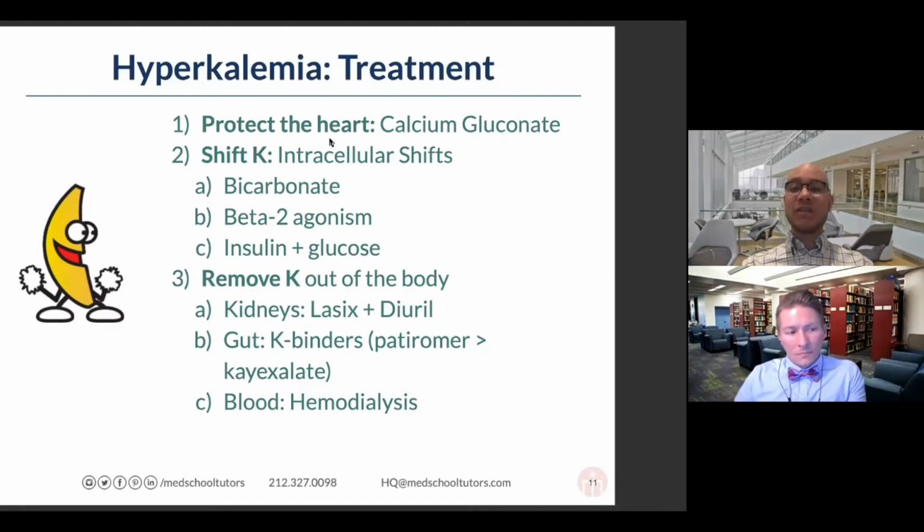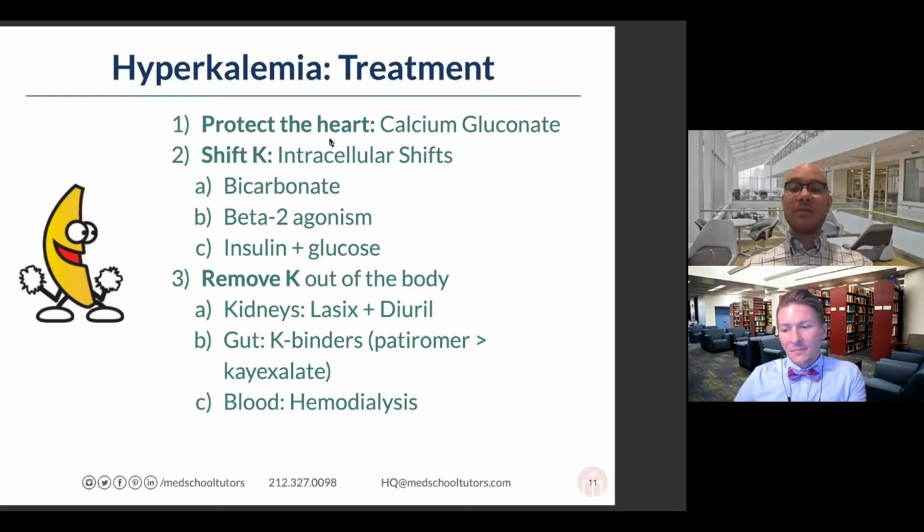Both the protection of the heart with calcium gluconate, that stays for about half an hour to an hour, and you'd have to be redosing and reevaluating very closely. And again, it's shifts. You're not really getting rid of total body potassium with the shifts. And ultimately, you might end up in a situation in which the potassium just comes right back out and the level rises again to dangerous levels. So you want to get rid of it.